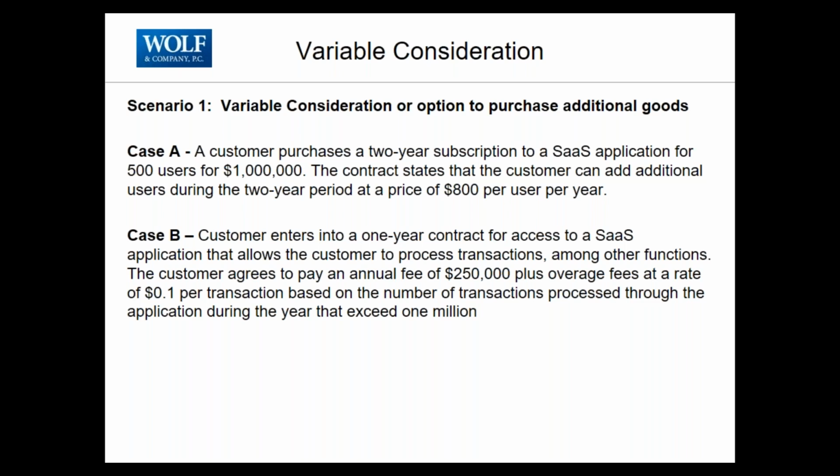The SaaS provider determines that the $250,000 annual fee is fixed consideration and all consideration received as overage fees is variable consideration. So the difference between these two is that in case B, the entity is obligated to transfer the goods and services and the customer is obligated to pay for those goods and services at the outset of the contract, even if the consideration owed to the SaaS entity is not known at contract inception.